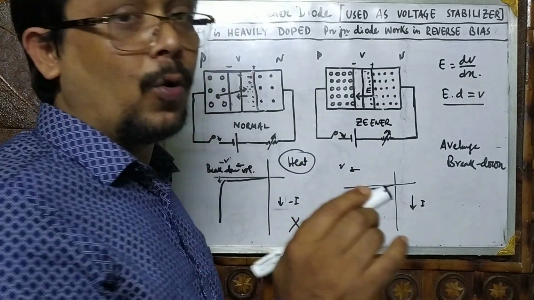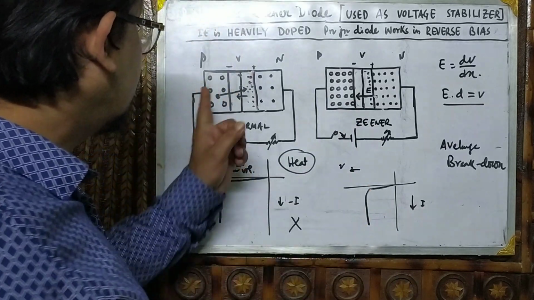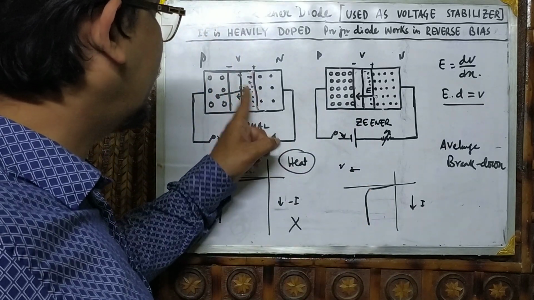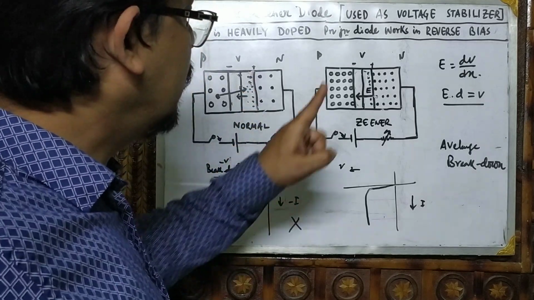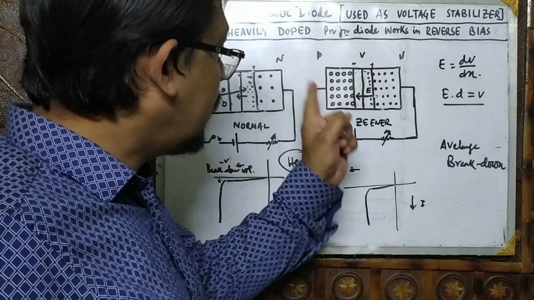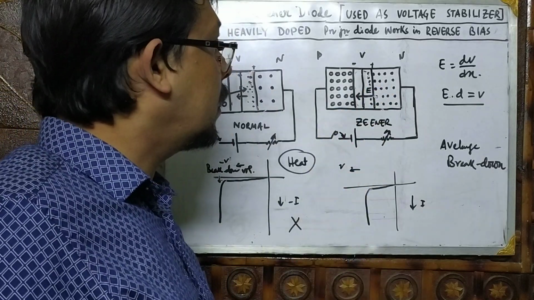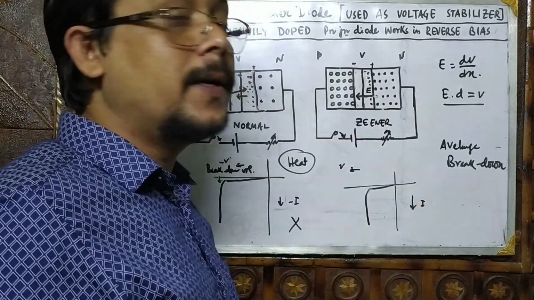Will it damage? No, this will not damage, because here the electrons were hitting the silicon atom. That's why we can get the free electron. It develops a huge amount of heat. But in case of Zener diode, is there any collision? No, there is no collision of electrons. So who is responsible? Electric field is responsible.